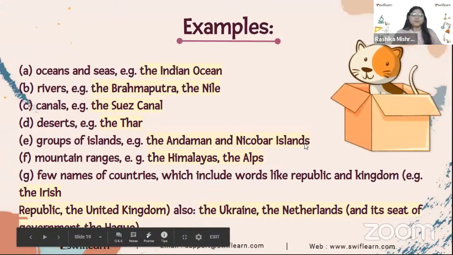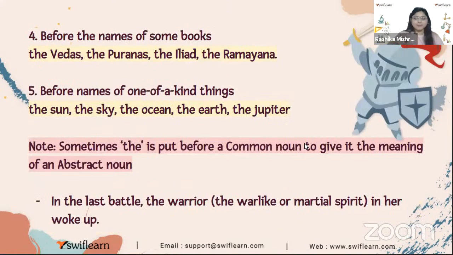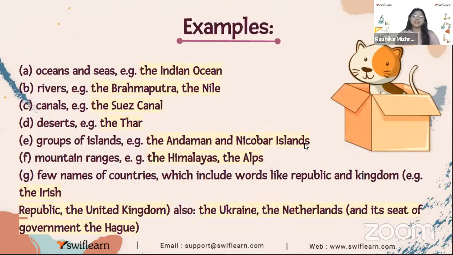Now we have some examples here. Let's read them. The first example is oceans and seas. If we have the name of any ocean or sea in a sentence, we will always put the before it. For example, the Indian Ocean, because Indian Ocean is the name of an ocean. Another example is rivers. When we talk about a particular river, we always use the before it. For example, the Brahmaputra, the Nile.